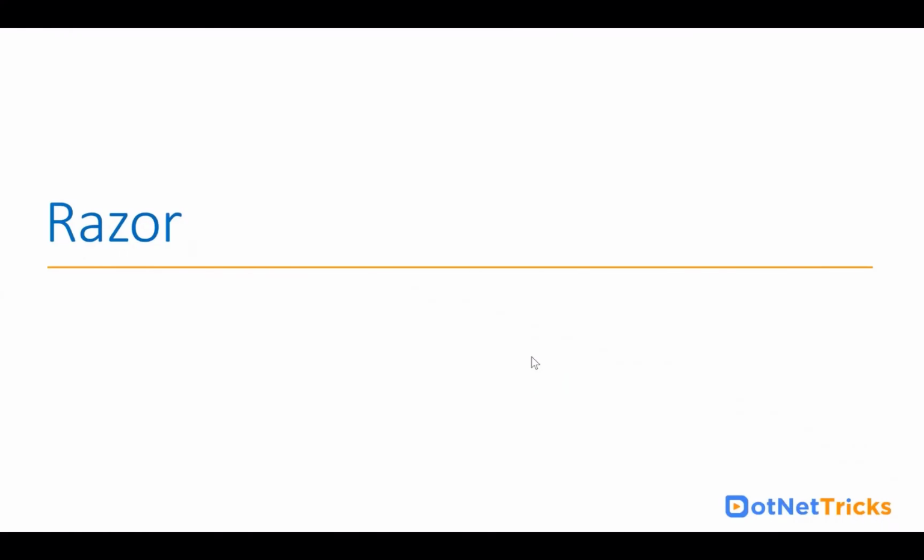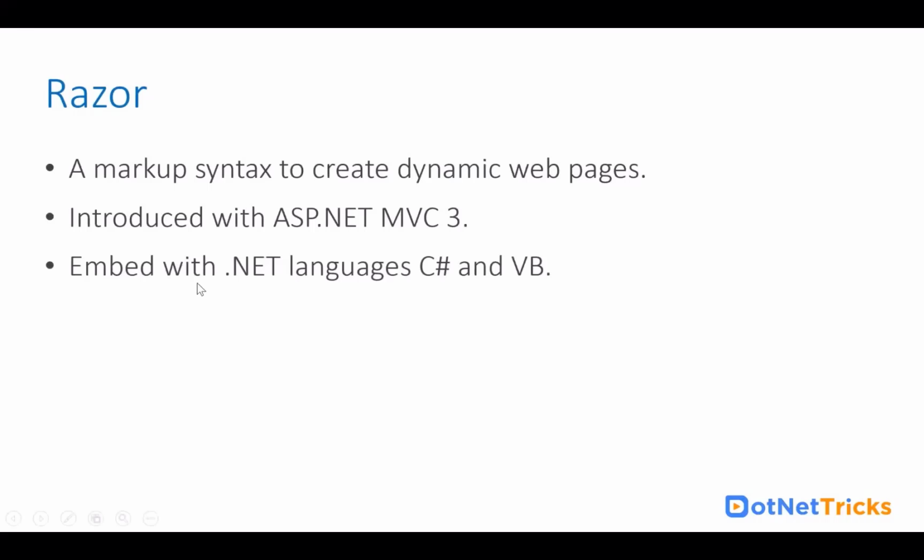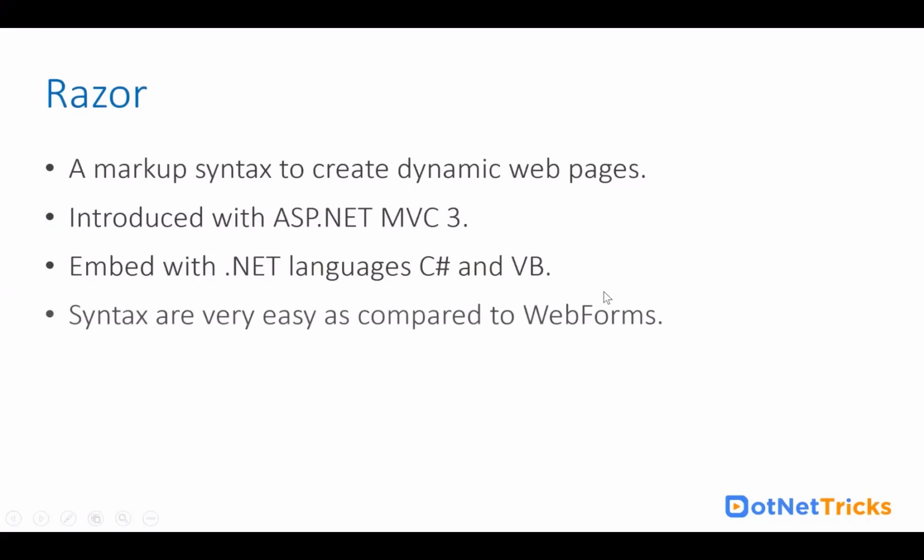A Razor view engine, because here we are just going to use the Razor syntax for creating our web pages. So Razor is a markup syntax to create dynamic web pages, and it was introduced with ASP.NET MVC 3, and we are learning here ASP.NET Core 2.1, that is next to MVC 5, or you can say MVC 6, and it is embedded with the .NET languages C Sharp and VB. But here we are using only the C Sharp language.